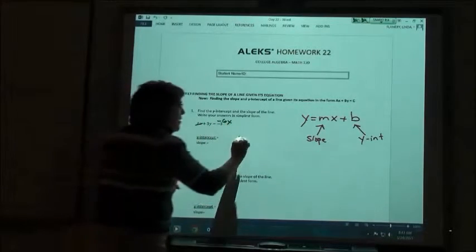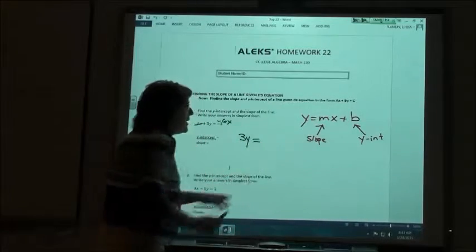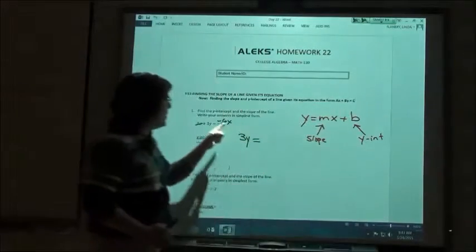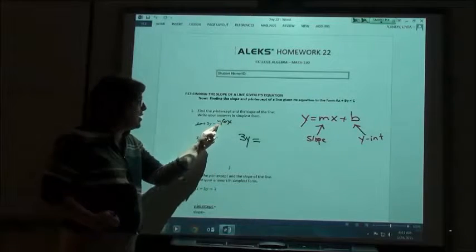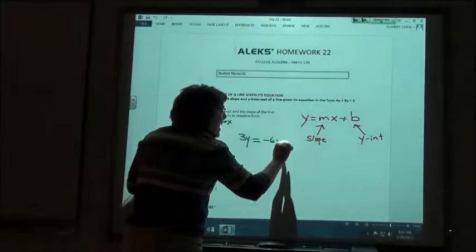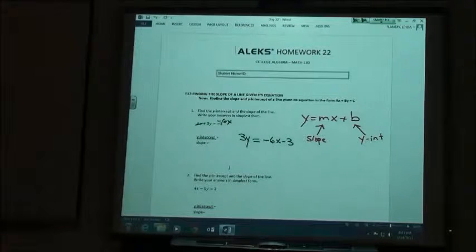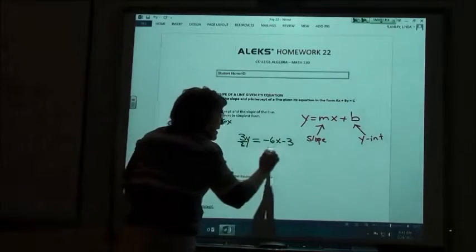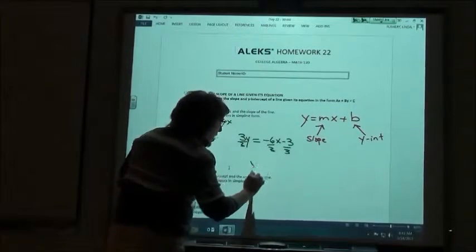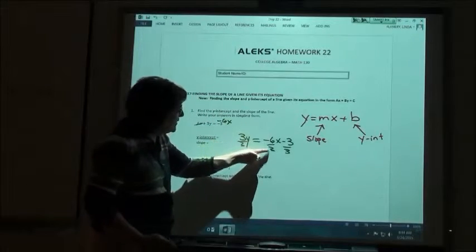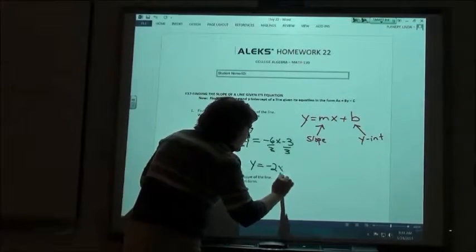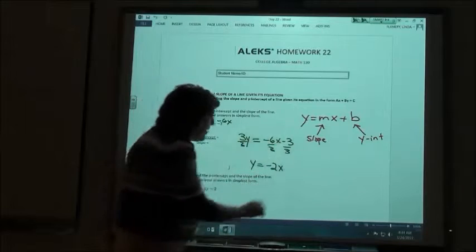So I'm going to have 3y equals, and so that it ends up in this order, I'm going to put the x term first before the number. So I'm going to have negative 6x minus 3. I'm still not quite done because now I have to divide by that 3 to get the y by itself. So I'm going to divide everything by 3. So y is going to equal negative 6 divided by 3 would give me negative 2x, and then negative 3 divided by 3 would be minus 1.